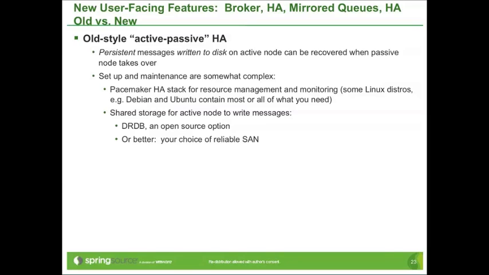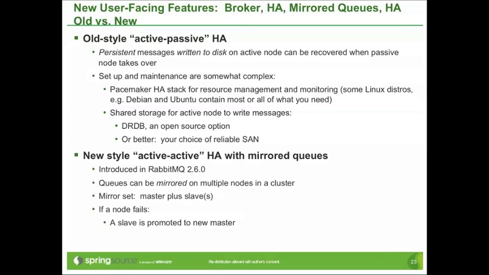Also, you'd need shared storage, preferably good shared storage, between the active and the passive node for these messages to be persisted to. You could use an open source system like DRBD, or you could buy a reliable, high-performance, fault-tolerant SAN from EMC or another vendor. But you still had to acquire this stuff and set it up yourself, and it's one more piece of your infrastructure that you need in order to make this feature work.